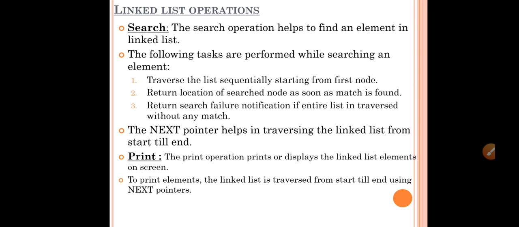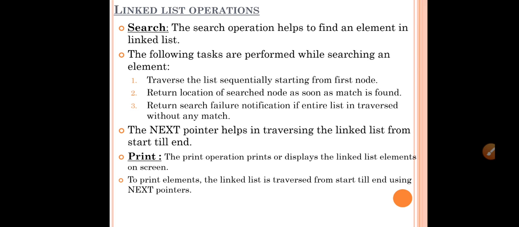Next we see the search operation. The search operation helps to find an element in a linked list. The following tasks are performed. Traverse the list sequentially starting from the first node to the last node. Return the location of the search node as soon as a match is found. If we find the match, then we have to return the location of the element. Return a search failure notification if the entire list is traversed without any match. Okay, so these are the three scenarios.